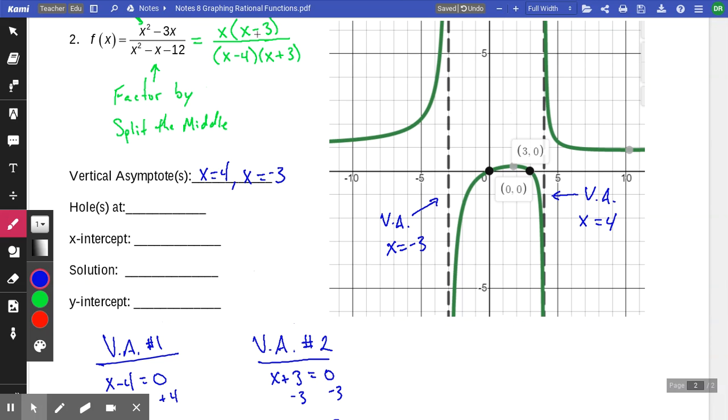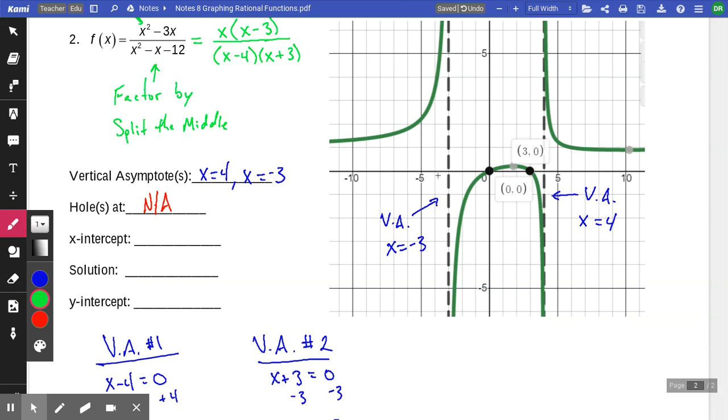Okay, now we also recognize that there's no factor that canceled. That should tell us that there is no hole. There are no holes here because we have no factor that cancels. We don't need to worry about that.